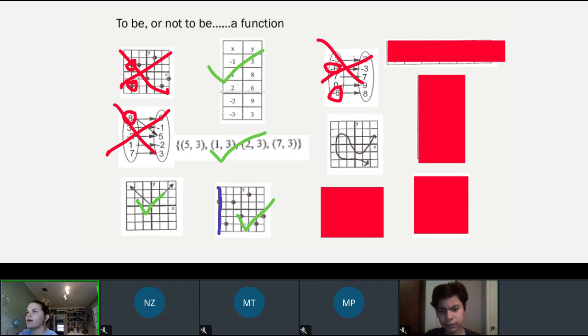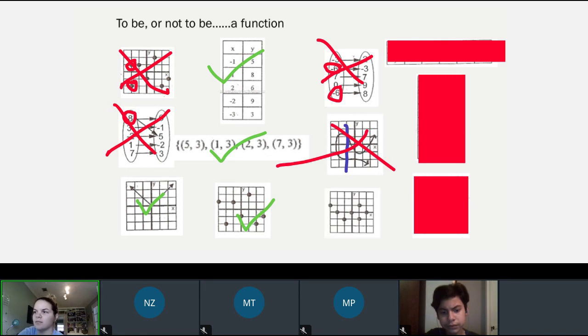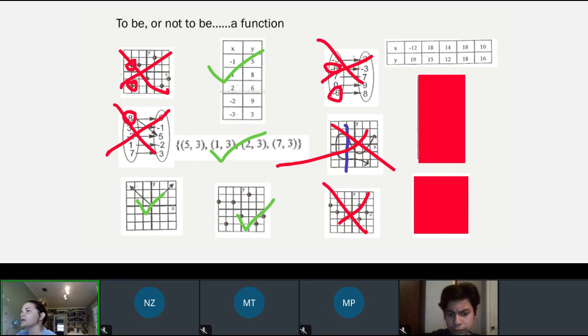All right, what do you think about this graph? Function or not a function? Exactly. Yep. If we move our vertical line over there, it hits that graph in more than one spot. Good job. All righty. Take a look at this bottom one. What do you think? Good. Y'all are getting good. All right. And what about this top one? Look at the x values.